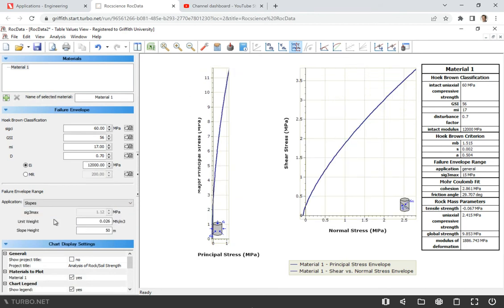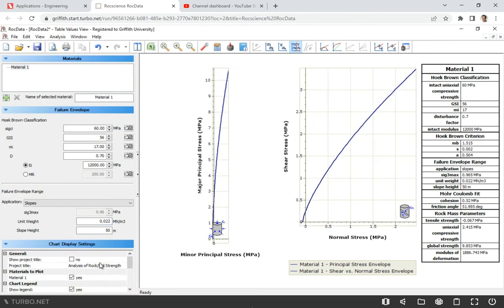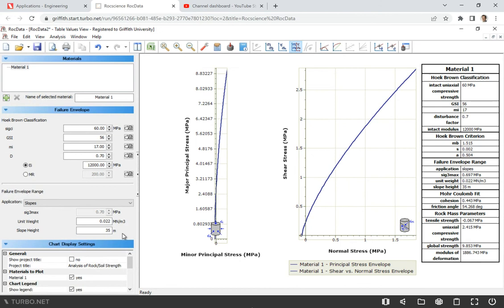And the final piece, we just look at the application. We deal with slopes. Then we're given the density of 2.3 grams per cubic centimeters. When we change it to unit weight, watch my videos on how to change the density to unit weight. That will be approximately 0.022. And then the slope height is 35. We change it to 35, so we're just adjusting the principal stresses. And those are the characteristics that we're after.